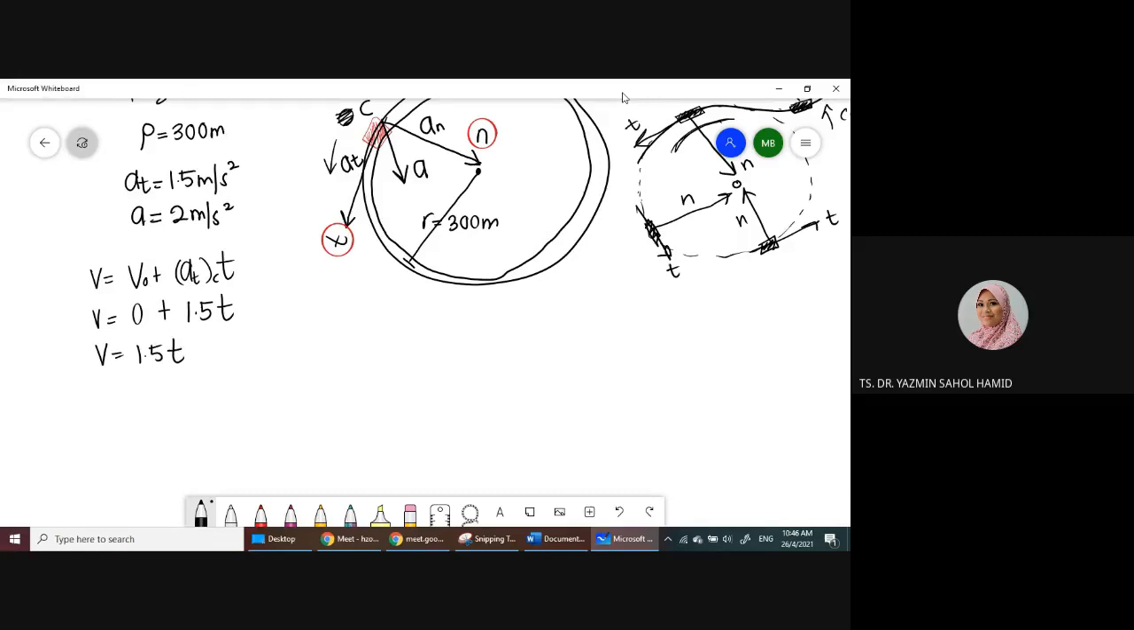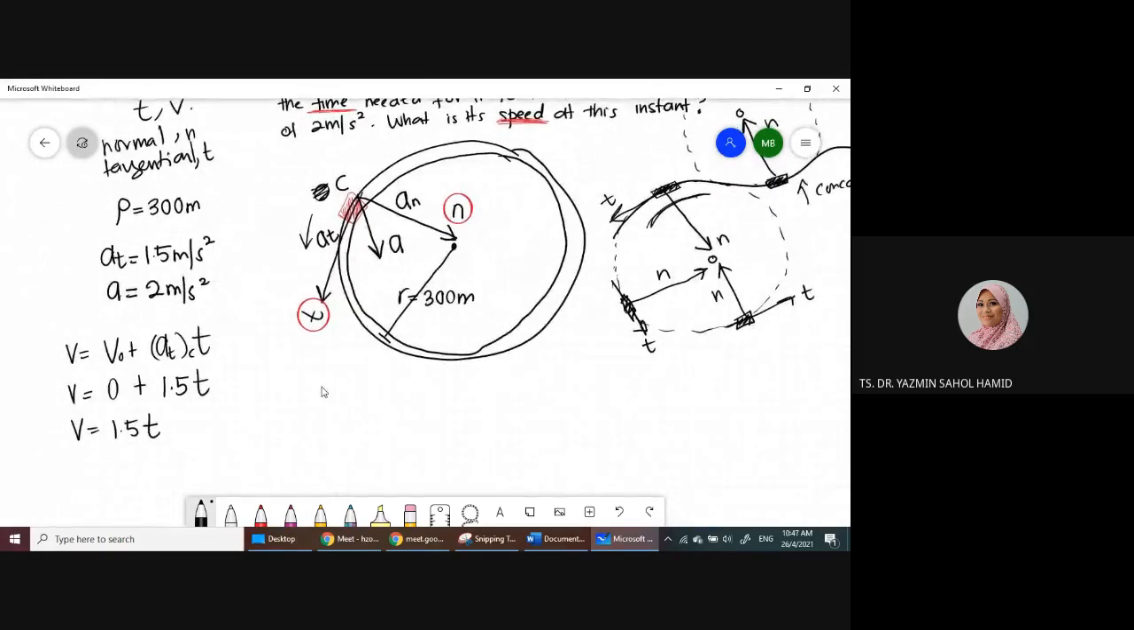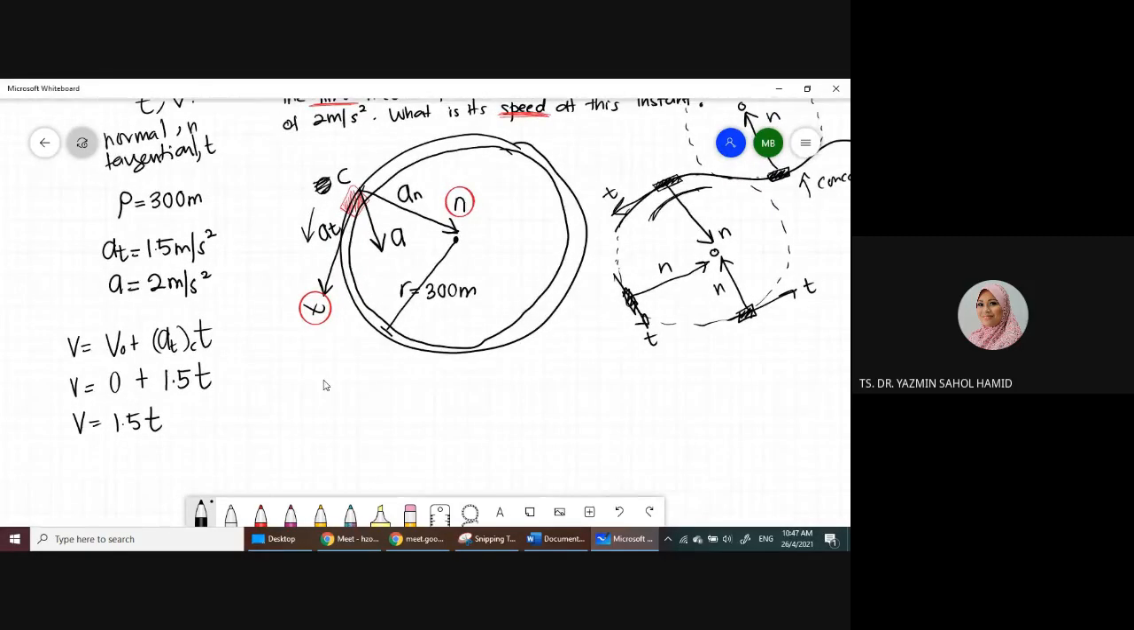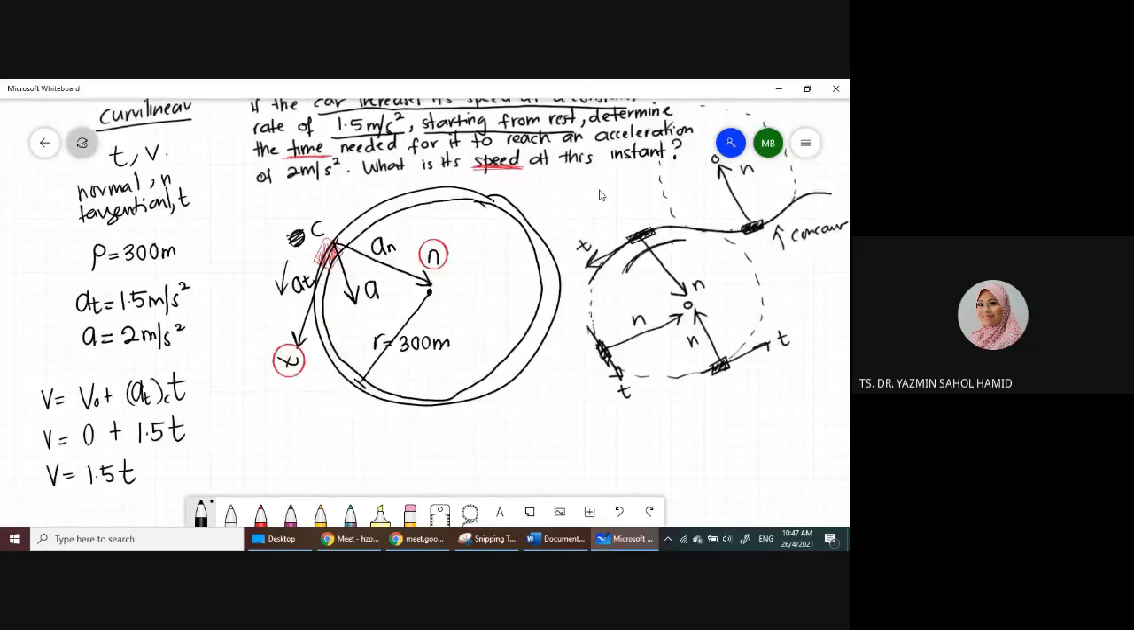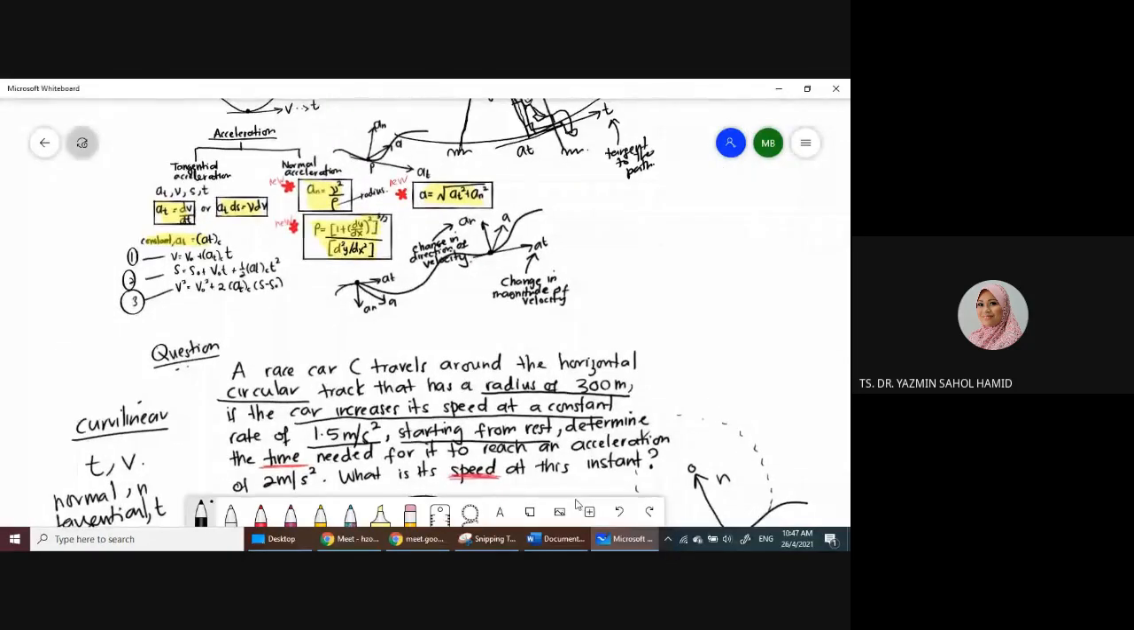So it means we still cannot find the time or the velocity. So maybe we need to find the velocity. Now how are we going to find the velocity? If you notice, we have acceleration, we have AT, and which formula has velocity in it that we can use?